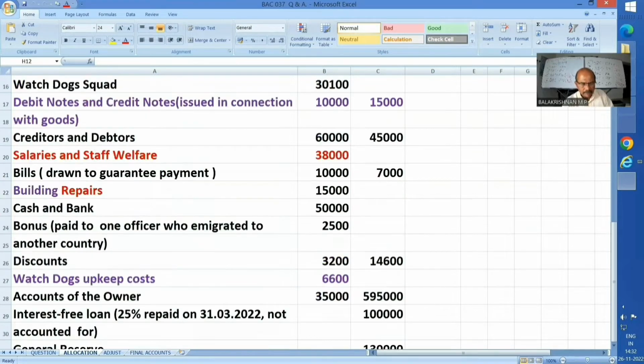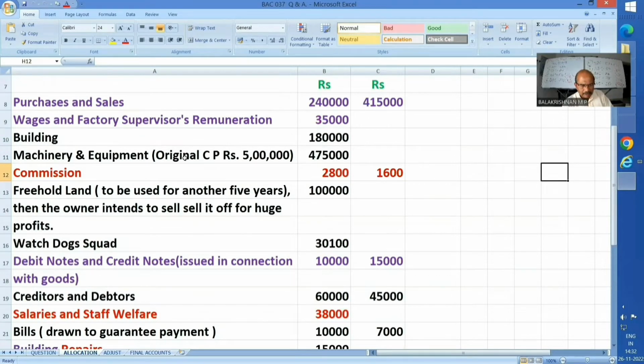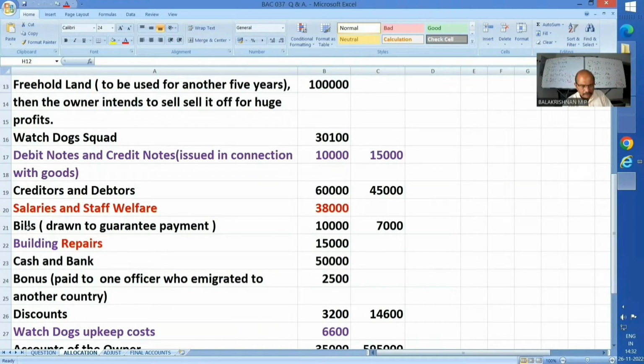Okay. Then in the balance sheet, building, okay, machinery, original cost hardly matters for you. So we will be concerned if at all they have mentioned about the depreciation. Freehold land to be used for another 5 years, then the owner intends to sell it off for huge profits. Just insinuating it is a fixed asset. That's all. Bills drawn to guarantee payment. This is nothing but bills receivable and bills payable, they say. Debit side, bills receivable, credit side, bills payable. So such synonyms you should easily convert into the words and terminology you know already.